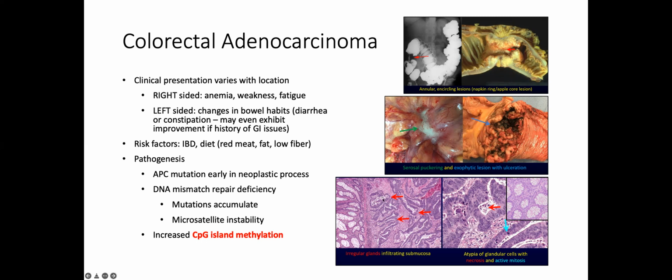So here we can see these irregular glands infiltrating the submucosa. And here we can see this atypia. So it looks normal there. And then here's this atypia with necrosis. We can see that it's black and then also active mitosis as well. There's serosal puckering. And here's this huge lesion. Here's this apple core. If you think of somebody eating an apple, here would be the apple and then they eat down. So it's basically making pencil-thin stools.